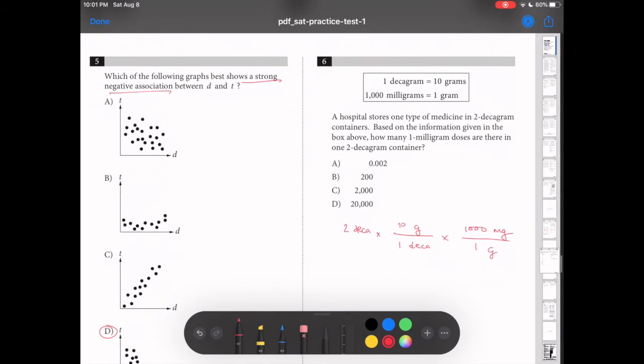Number 6. Alright, these are conversions. Now if you've taken chemistry, this dimensional analysis is pretty easy to do. First thing to do is figure out what exactly you're trying to find out and convert. So it's 1 2 decagram container. And you can just use this conversion chart over here. All you need to do is really match up the variables with each other so that they will cancel. Up and downs always cancel. So if you do this, you should be able to get 20,000, which is D.